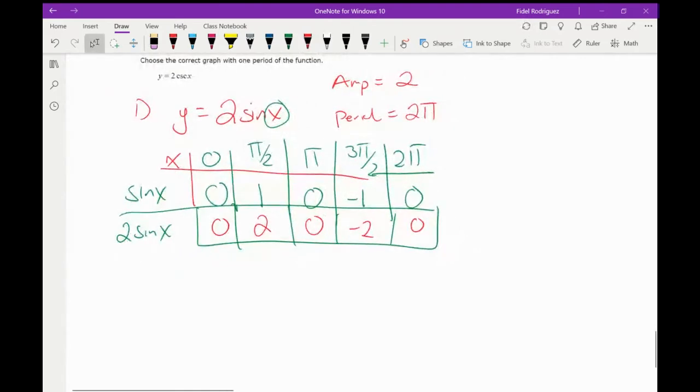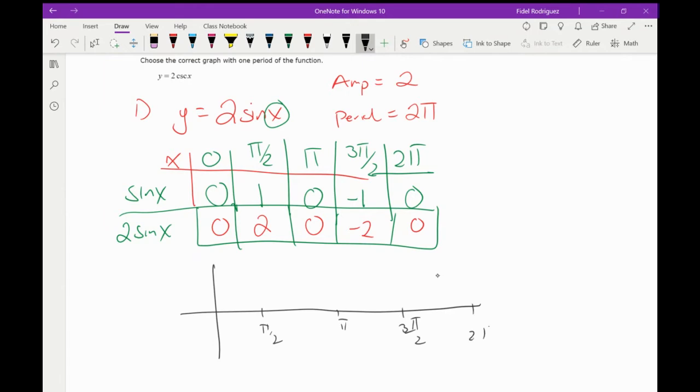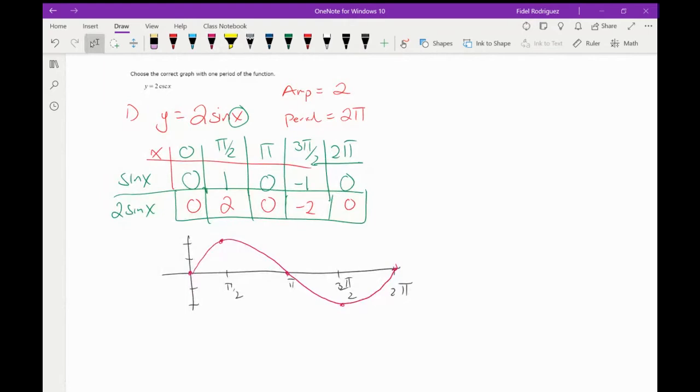Okay, and then let's keep this easy. Let's go pi over 2, pi, 3 pi over 2, and 2 pi. And we're going to go 1 and 2, and 1 and 2. I'm going to do this graph in purple. So at 0, we're going to be at 0. At pi over 2, we'll be at 2. It's a little hard to tell, but so far, this is what my sine graph would look like.